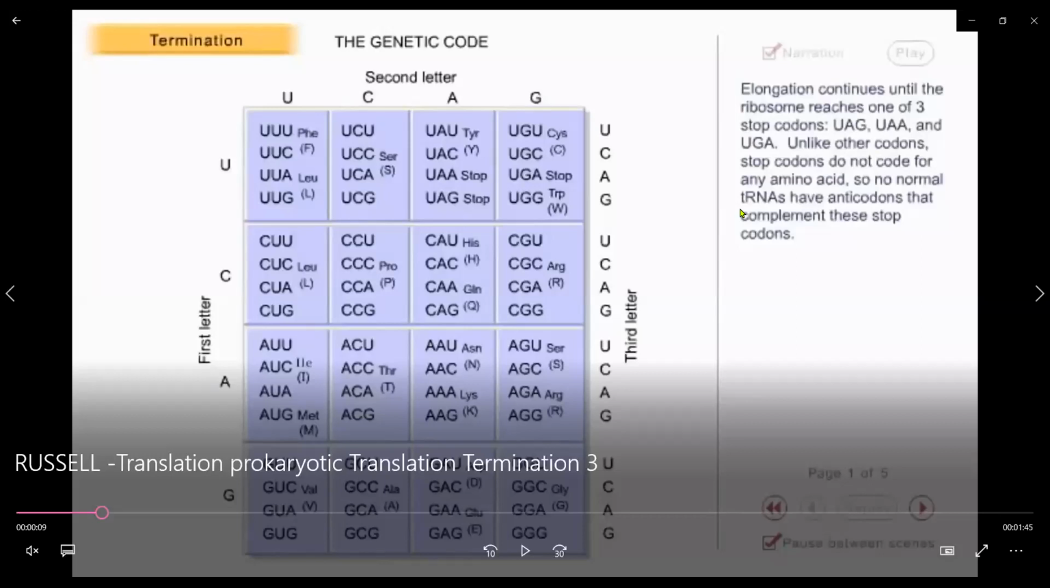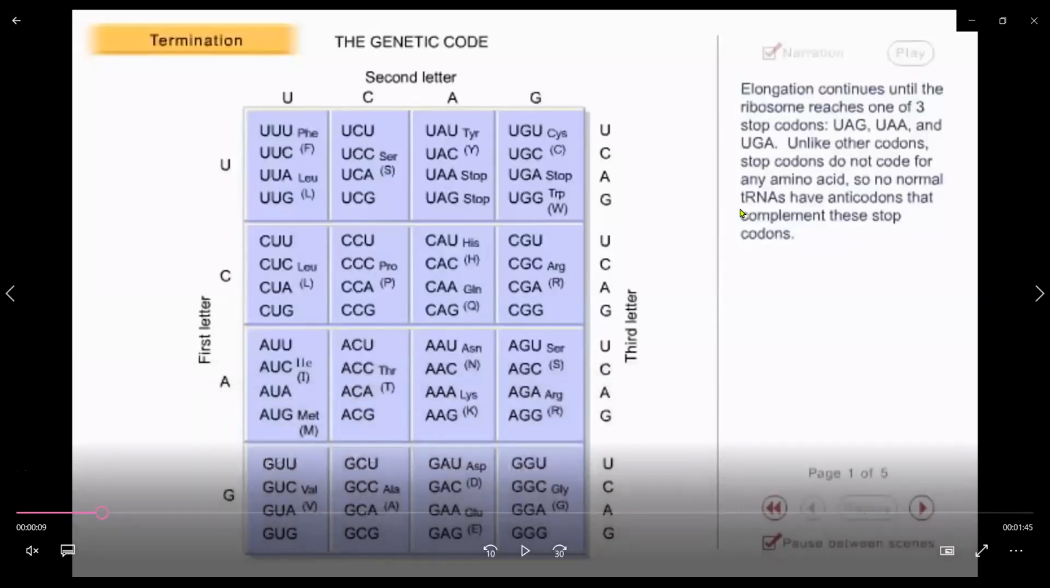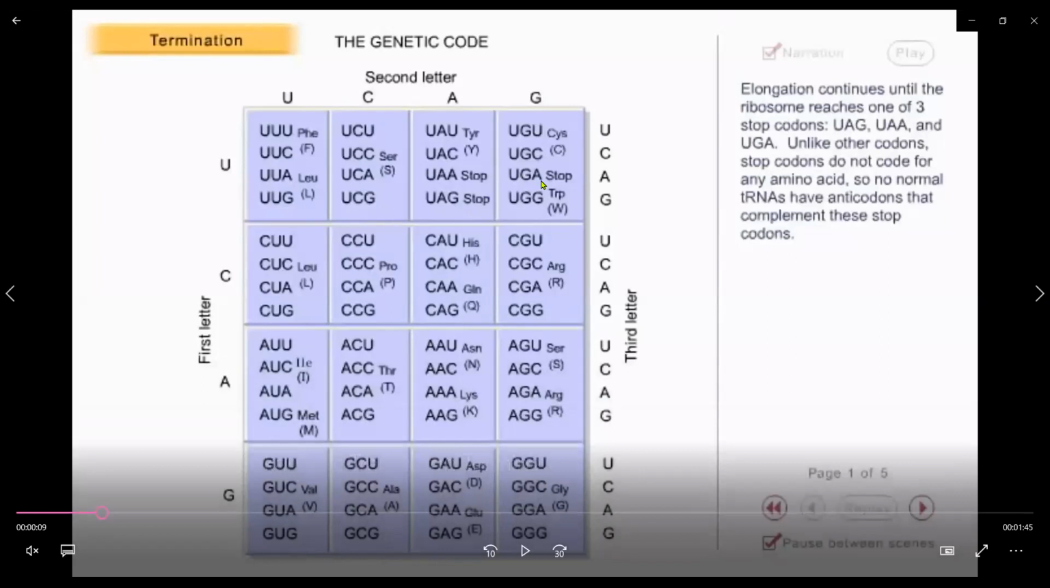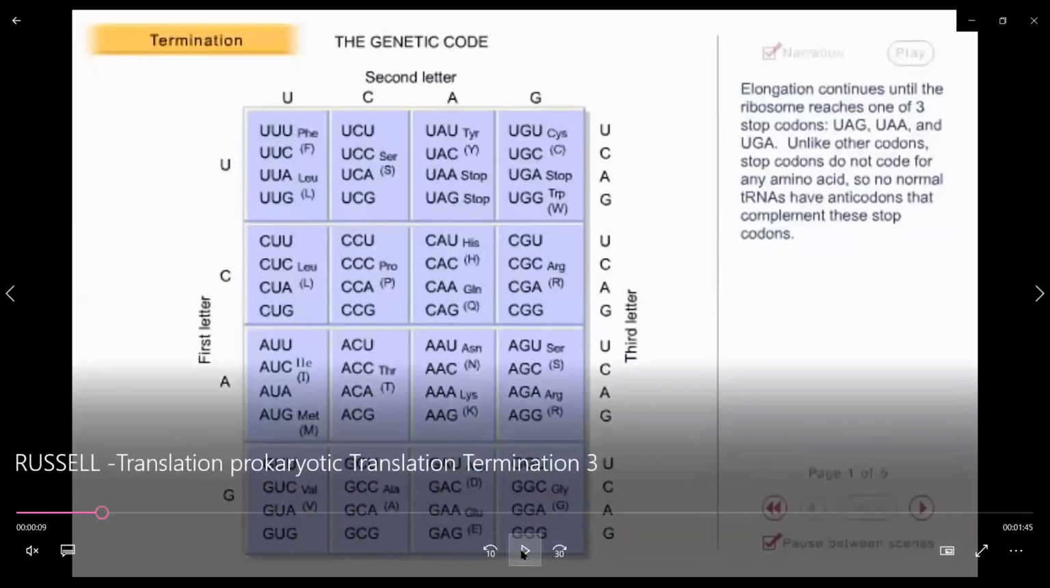Now, as we saw, initiation occurred and then elongation started, and elongation will continue as long as the A site of the ribosome doesn't reach a stop codon. The moment the A site of the ribosome reaches a stop codon, then there is a different machinery that comes into play. So if you remember the class on genetic code, we have these three stop codons which do not code for any amino acid. So let's get into that.